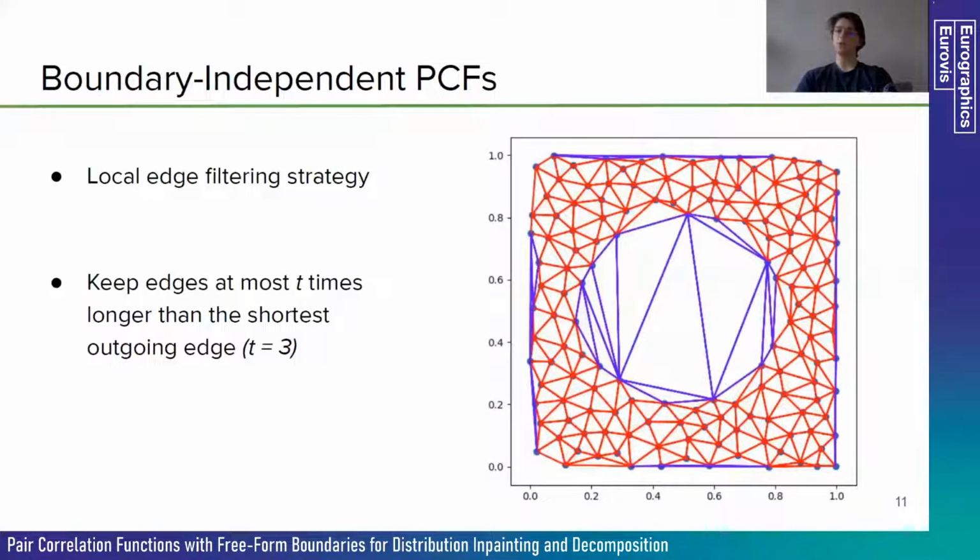We iterate over all vertices in the triangulation and remove all outgoing edges that are more than t times longer than the shortest outgoing edge. In our implementation, we found that a value of t of 3 works in most cases. And this gives us a result, as you can see on the right, where all the blue edges are the ones that we remove with our filter, thus allowing us to retrieve this inner boundary here.